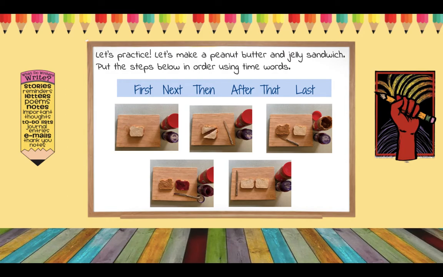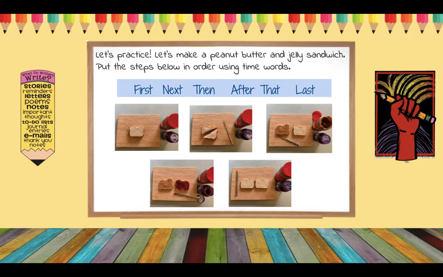So, let's practice making a peanut butter and jelly sandwich. Put the steps below in order using time words. So as you can see, Miss Anissa has 5 different pictures, and these are 5 steps of making a peanut butter and jelly sandwich. I want you to take out your notebook and a pencil and write the 5 steps of making a peanut butter and jelly sandwich using our 5 time words. First, next, then, after that, and last. Go ahead and pause this video and write the 5 steps using our time words. Now, if you want to continue, let's move on.